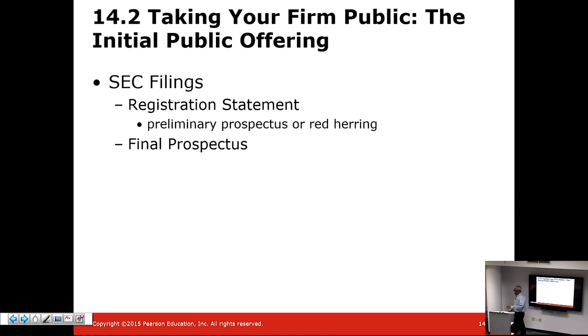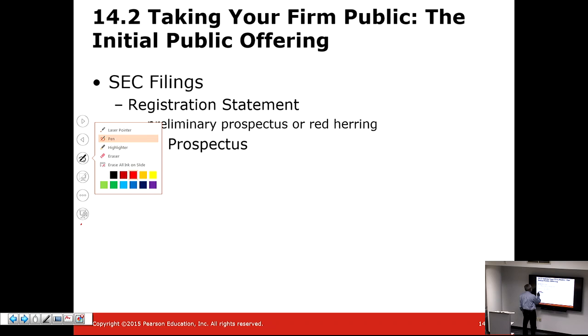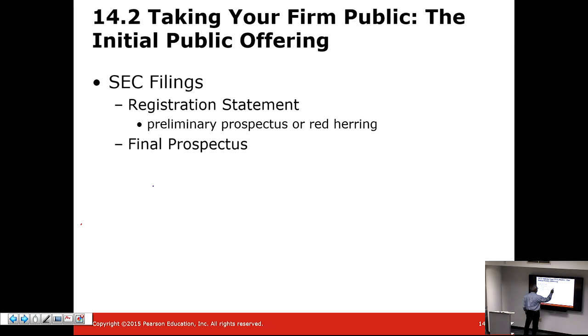Now we move on to the process by which a firm actually goes public. They start by filing an SEC statement. It's called a registration statement. It's also regarded as a preliminary prospectus. Being a preliminary prospectus, it means that they only have basic information. Some of the detailed information is missing. It's often called a red herring also.